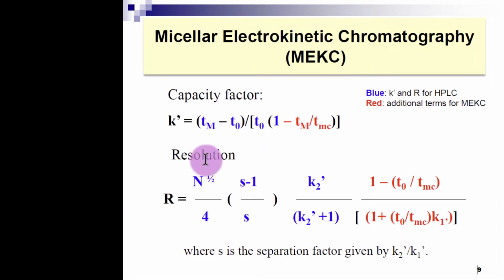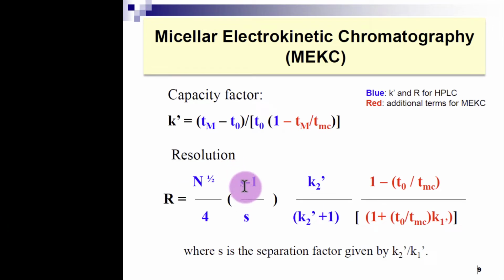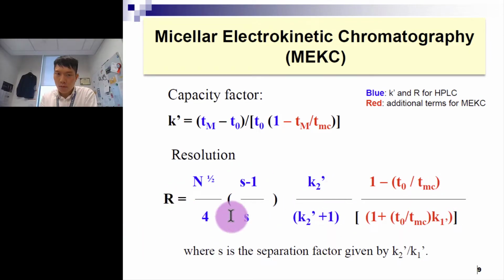Here is the equation for the resolution, the equation for the MEKC, where N is your theoretical plate number. S stands for the separation factor. This equation predicts the effect of the number of plates N, your S, your K prime, and your T0 over T MC, where MC stands for micelle, on the resolution. The effect we can discuss later. We put the label in blue because these are the K prime and R for HPLC, not in this module but previously. The red are the additional terms for MEKC, because now we have this micellar electrokinetic system.